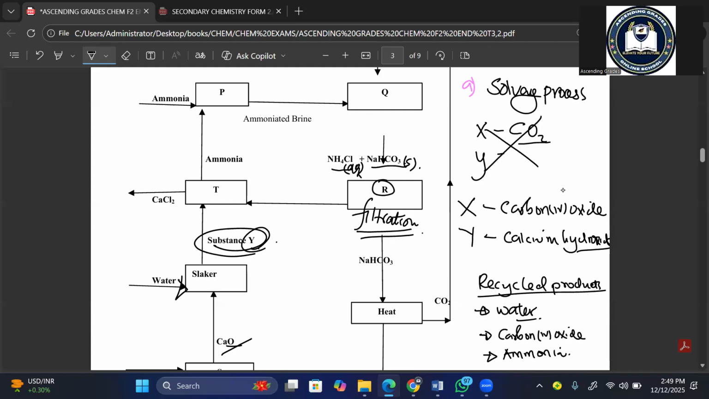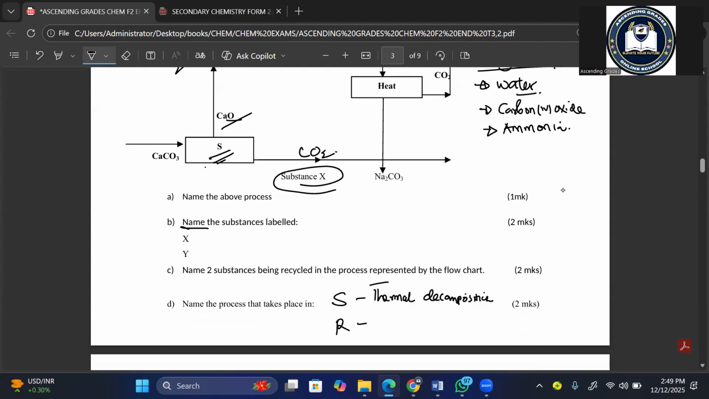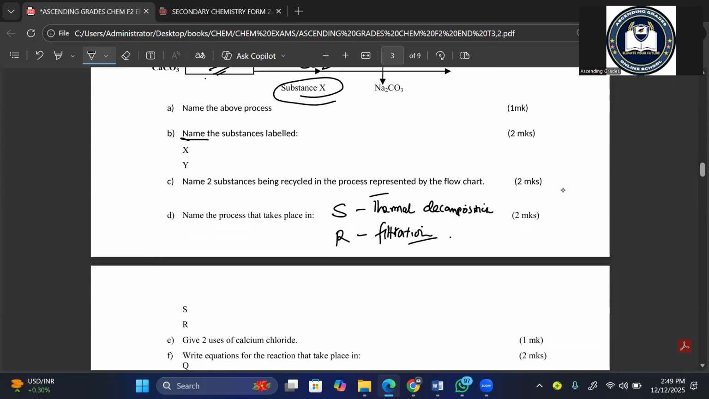Filter is just the act, but we are asked about the process. Filtration will fit. I hope we are together at that point. So you can just write R will be filtration. So these ones we have taken this way.